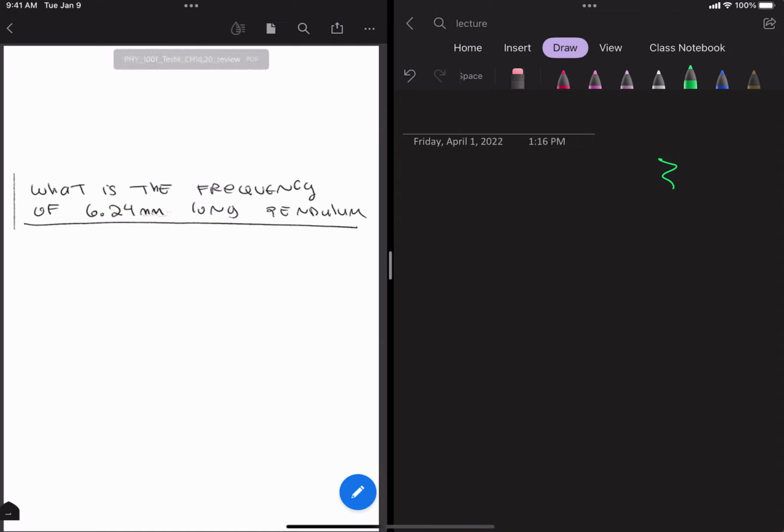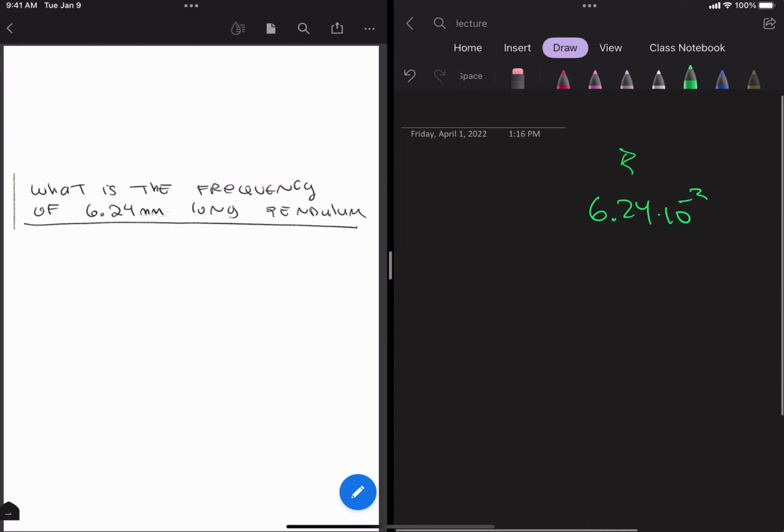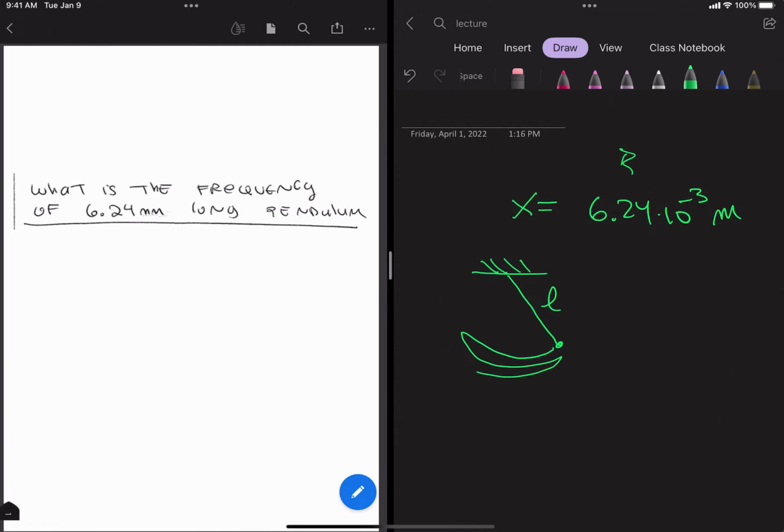Alright, so let's write down what we are given. So there's only one number, 6.24 milli is 10 to the minus 3 meters, so this is some kind of distance. So let's draw a picture. So there's a pendulum. You have a support. So the pendulum has a length L, and it's going to vibrate back and forth. And we're trying to find the frequency at which it vibrates. So the 6.24, that's the length of the pendulum, and we want to get the frequency.